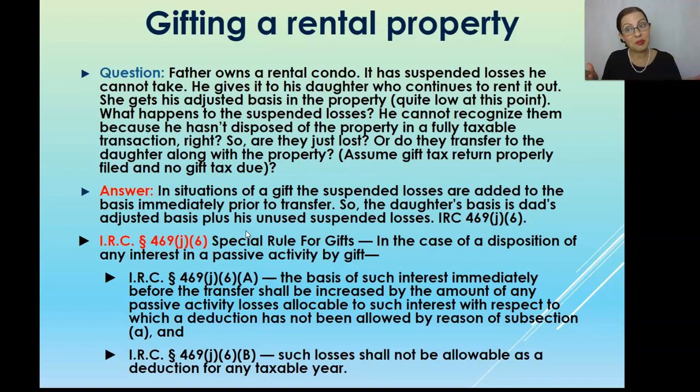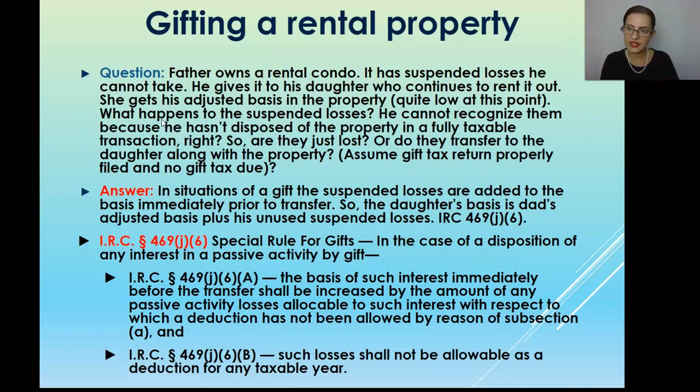You know, we talk about gifted property as being the worst of both worlds because the basis is transferred, and if the owner has suspended losses, then it's not treated as a sale. Okay, they don't get to take those losses if you're gifting a rental property to a family member. These are the rules for related party transactions, right? This is all intermingled. Okay, so in this case, the father owns a rental condo. It has suspended losses that he can't take. Okay, so he's had losses on this rental and they're suspended, presumably because his income's too high, right?